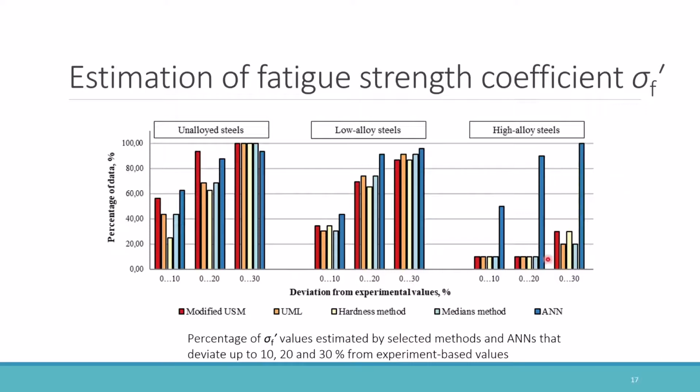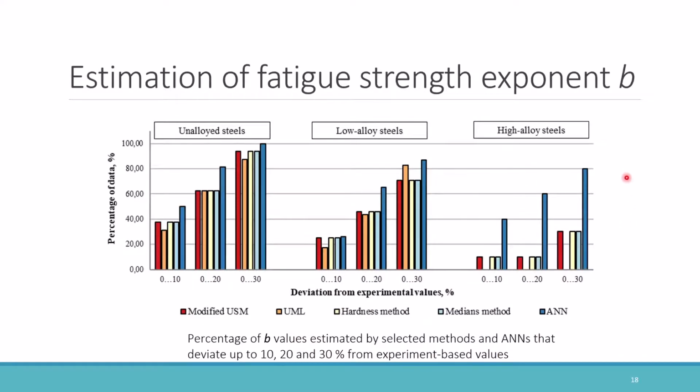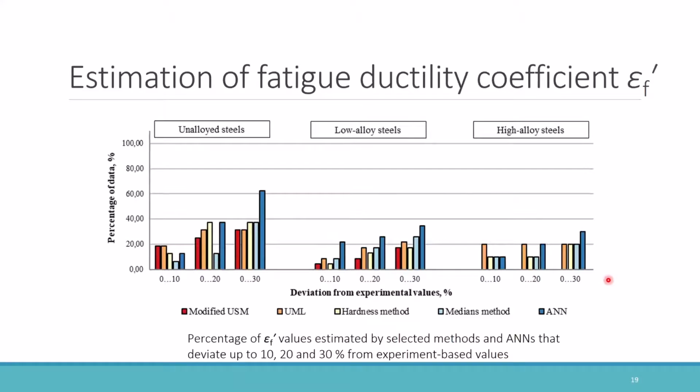We obtained the following. For estimation of the fatigue strength coefficient, artificial neural networks are better or equally good for all three subgroups. Especially for high alloy steels, this is more pronounced because ANNs perform much better. As far as the fatigue strength exponent b, ANNs perform much better for all three groups, especially high alloy steels. Again, if we remember, most of the empirical methods assign constant values to exponents b and c, so this is most probably the cause. For the fatigue ductility coefficient, the results are better than empirical methods, but not as successful.